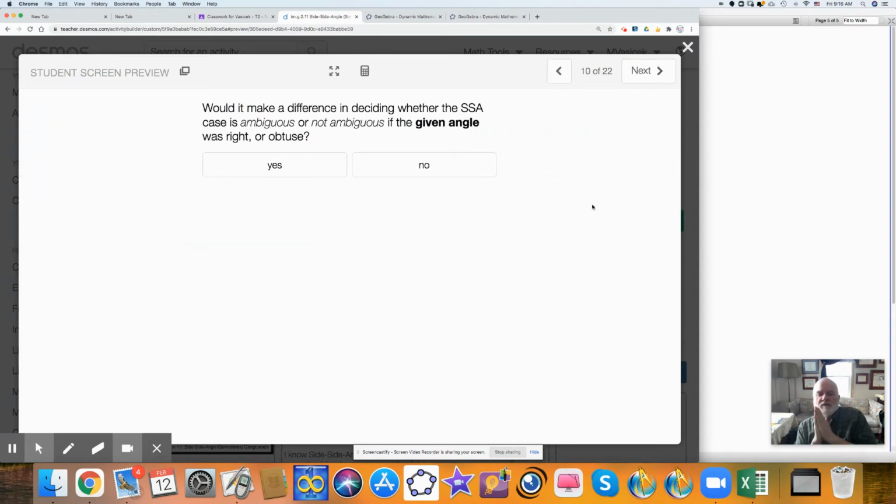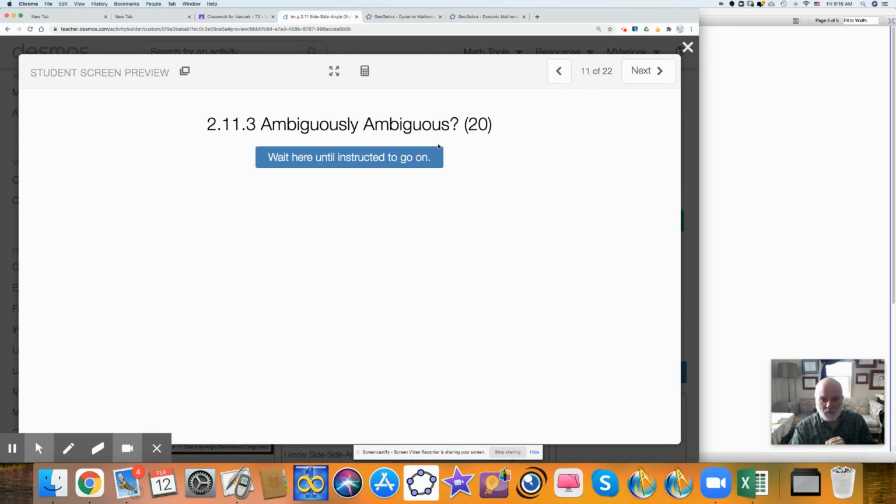Would it make a difference in deciding whether the side-side-angle case is ambiguous or not if the given angle was a right angle or an obtuse angle? The answer is yes, but we'll look at why.